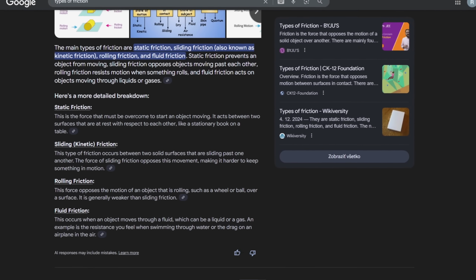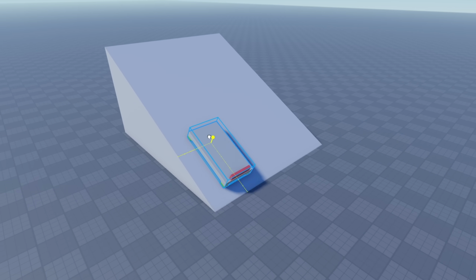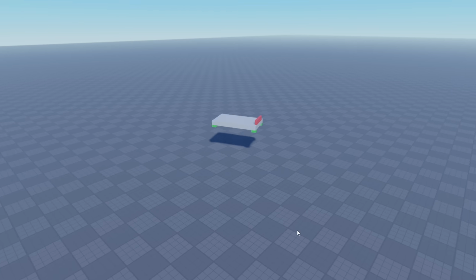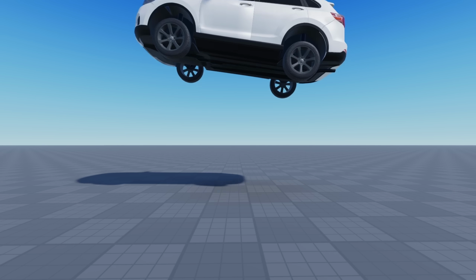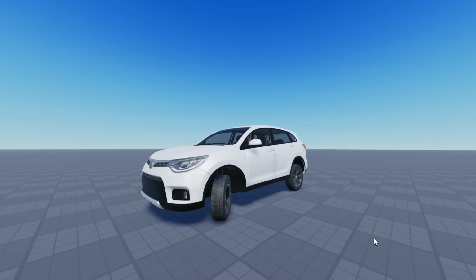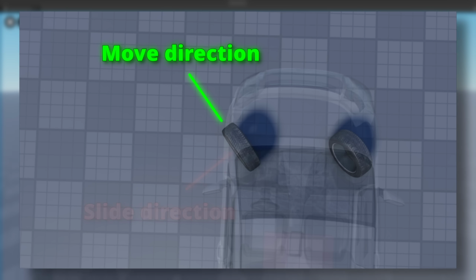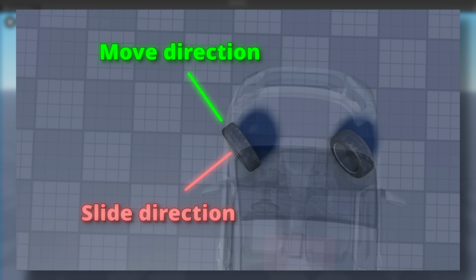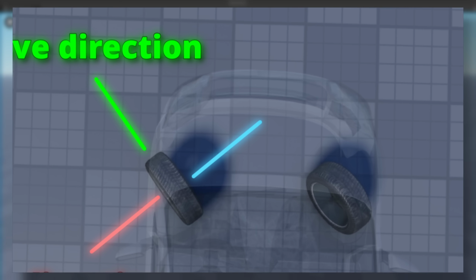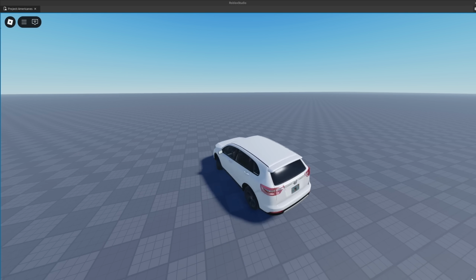From what I have found, there are multiple types of friction, but from my observations, I was pretty sure that I only needed the sliding friction. So, if I have a car, and let's say the car is trying to turn to the left, we know this is the direction the wheels want to go, this is the direction the wheels are sliding in, then we need to apply a force in the opposite direction to negate the sliding.